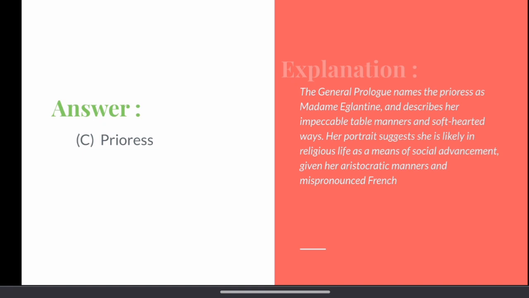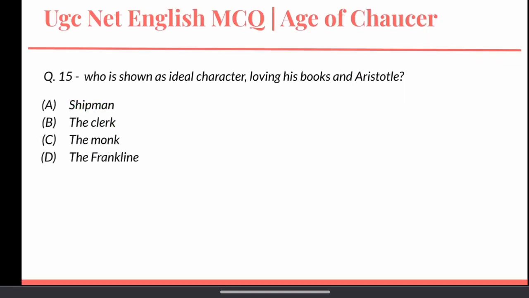Her portrait suggests she is likely in religious life as a means of social advancement, given her aristocratic manners and mispronounced French. Okay, moving on to the next question. Question number 15. Who is shown as ideal character, loving his books and Aristotle? Option A, shipman. Option B, the clerk. Option C, the monk. Or option D, the Franklin.